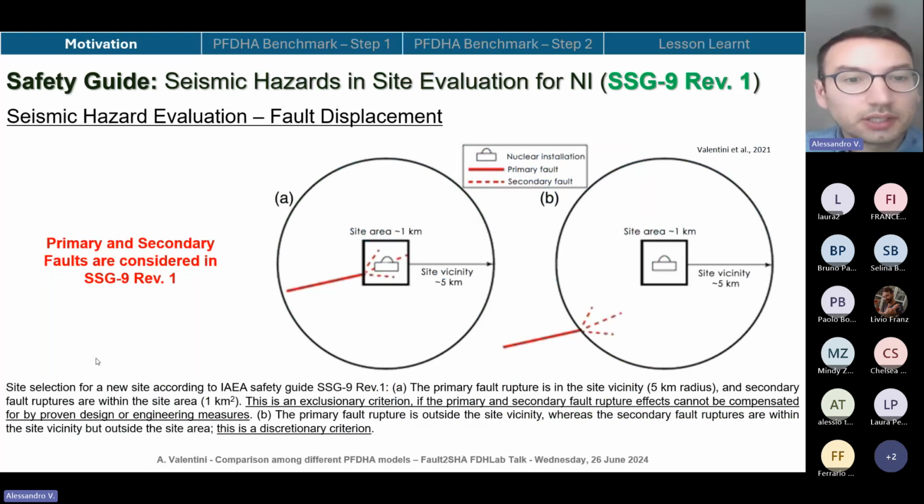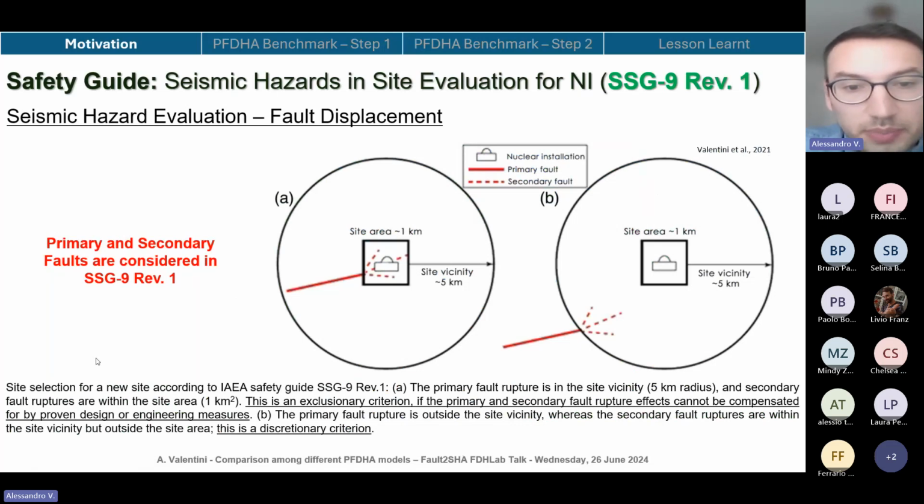So basically, if you find a secondary fault in the site area or a primary fault in the site vicinity, you can still continue with the building of a nuclear installation, but you have to prove that a displacement on that fault is not an issue for the nuclear installation.